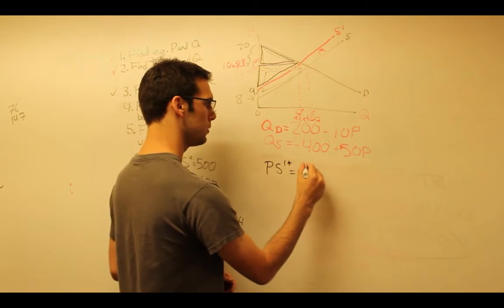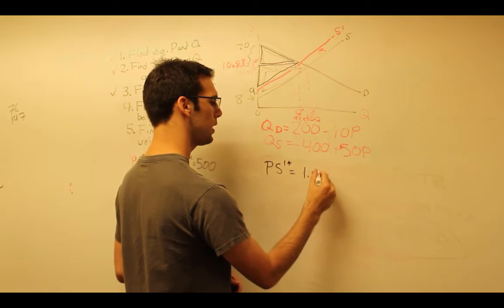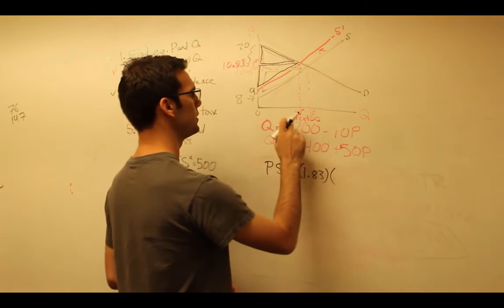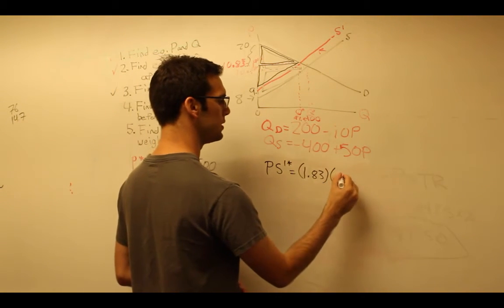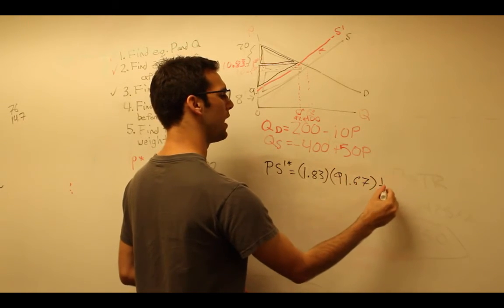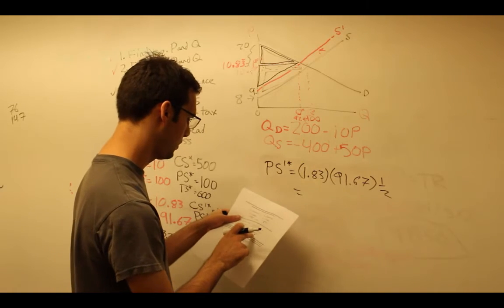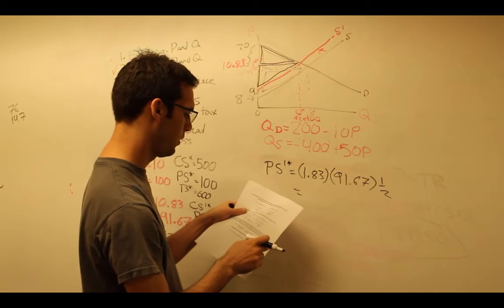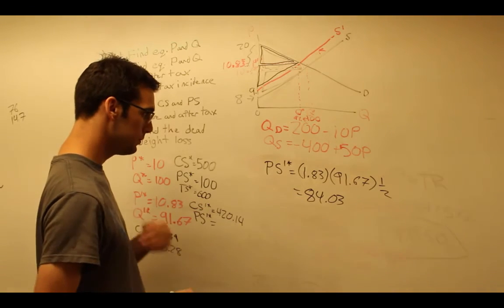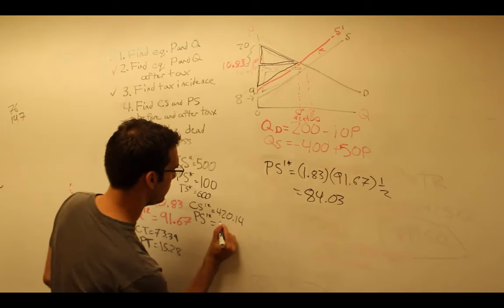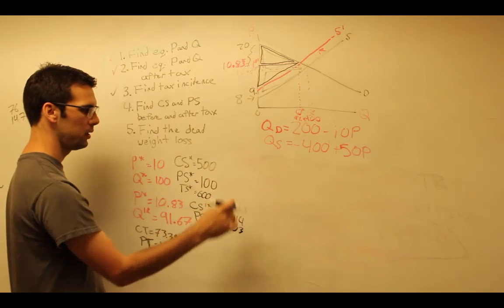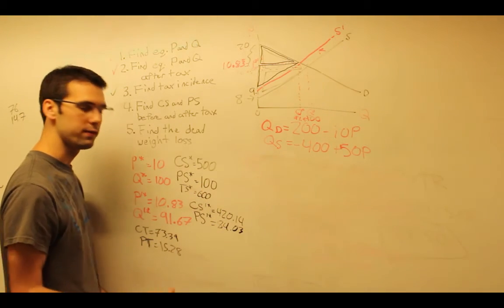Okay, so 1.83 is our height times our base, which is 91.67, times 1/2. That ends up equaling 84.03. So PS prime star, which is the producer surplus after the tax, is 84.03. Yeah, so we saw a drop in producer and consumer surplus after the tax.